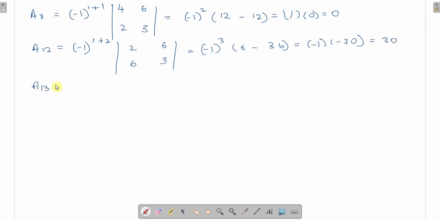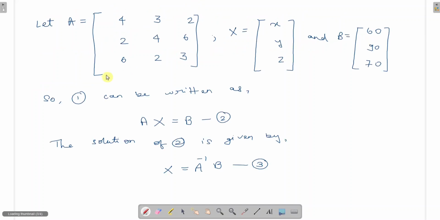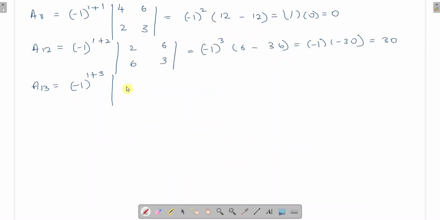Then A13, so minus 1 raised to 1 plus 3 times, now we have to delete the first row and the third column. So 2 4 6 2, so that will be equal to minus 1 raised to 4 times 2 times 2 is 4, minus 6 times 4 is 24. So minus 1 raised to 4 is 1 times 4 minus 24 is minus 20. So we will get minus 20 here.